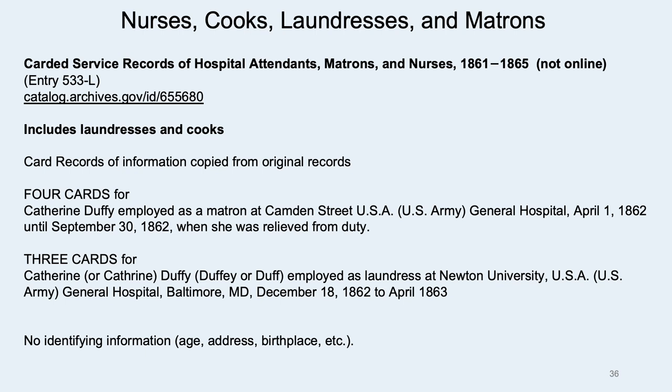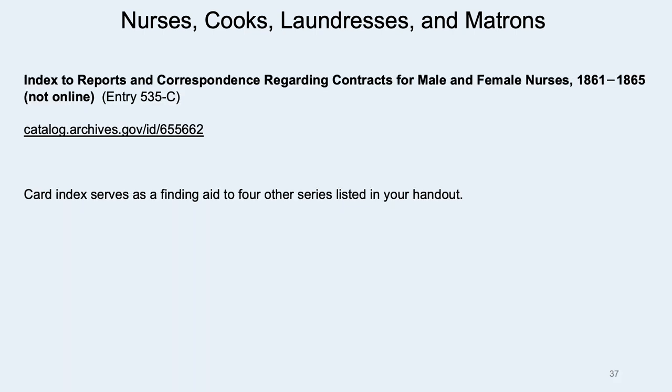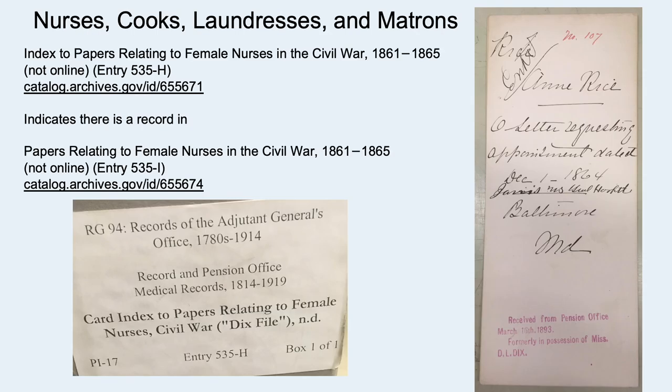It's important to remember that names may be spelled different ways but refer to the same person. The name may not be spelled the way you expect, so it is important to be creative and flexible. We also have an index to reports and correspondence regarding contracts for male and female nurses, 1861 to 1865, that is not online. It is useful because it serves as a finding aid to four other record series listed in your handout. There are additional records that are not online.